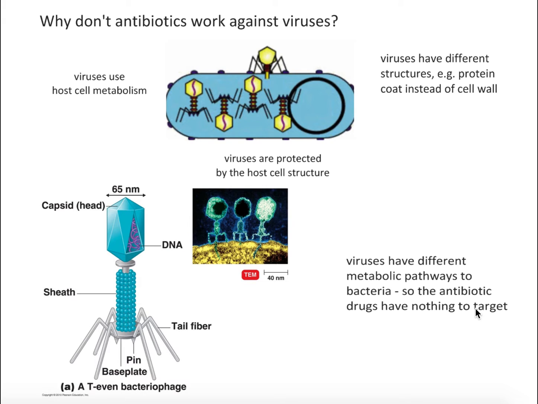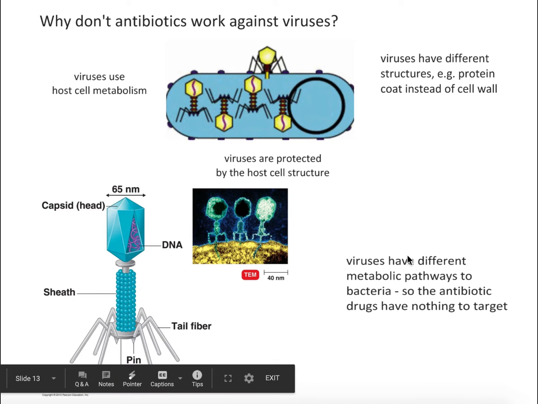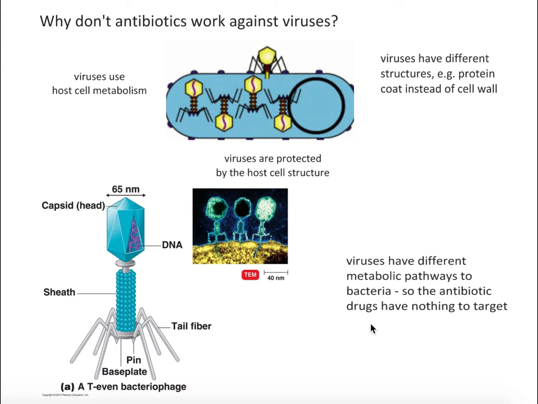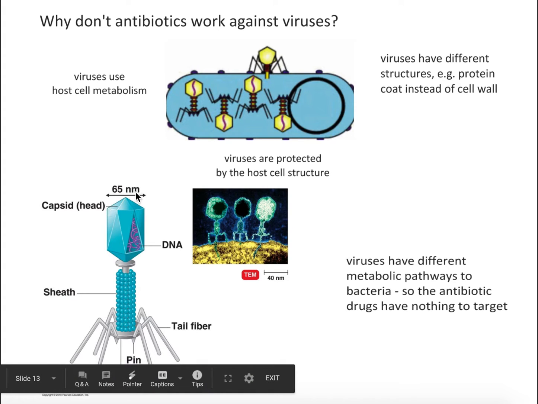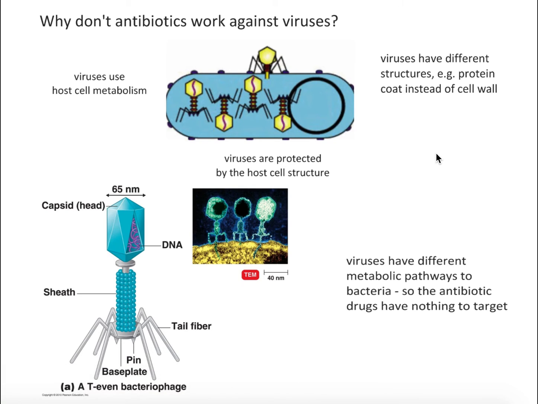So why don't antibiotics work against viruses? This is what I had just mentioned in the last slide. Viruses have different metabolic pathways to bacteria, so the antibiotic drugs have nothing to target. Here you can see the shape of a virus. You can see the capsid head. This is called the sheath. And then these would be the pins that they can use in order to invade into another cell. Here's a picture of multiple viruses trying to invade this cell, and they're injecting their RNA into that cell. They use that cell's DNA replication methods to make copies of its RNA.